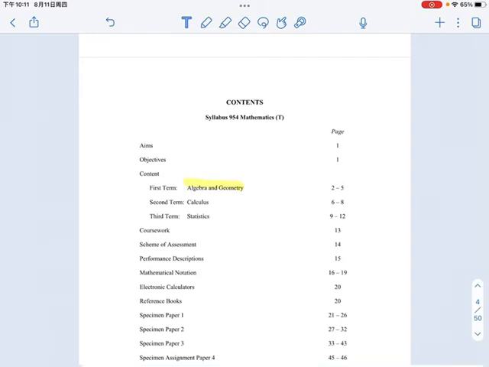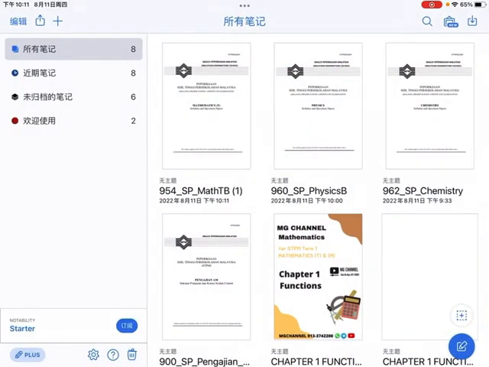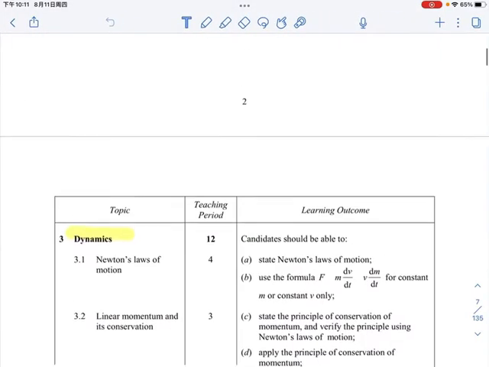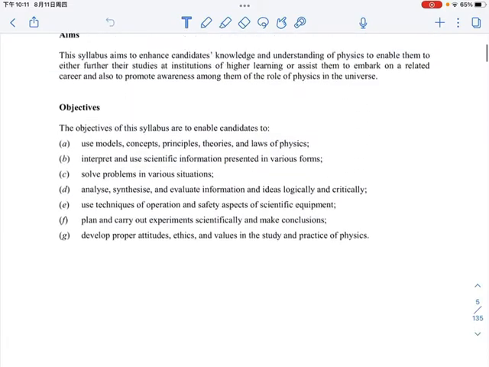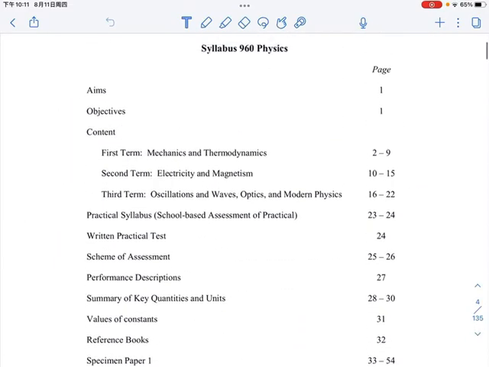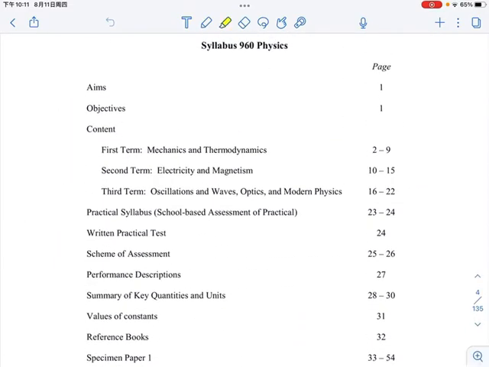Okay, so that's all for your first term syllabus for Mathematics T. Next, let's go to physics. In physics, in your first term, you will focus on mechanics and thermodynamics. In the second term, you focus more on electricity and magnetism.